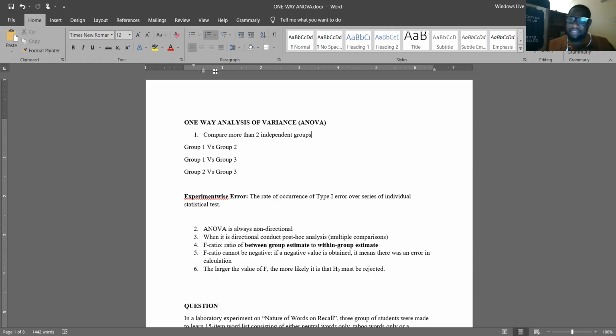Another thumb rule is that when your F ratio or the F value that you calculated is large, then there's a high probability that you would reject H0. For us to say that the F ratio is large, it implies that it is more than 1. When the F ratio or the value that you got is more than 1, then there's a high chance that you might reject H0.